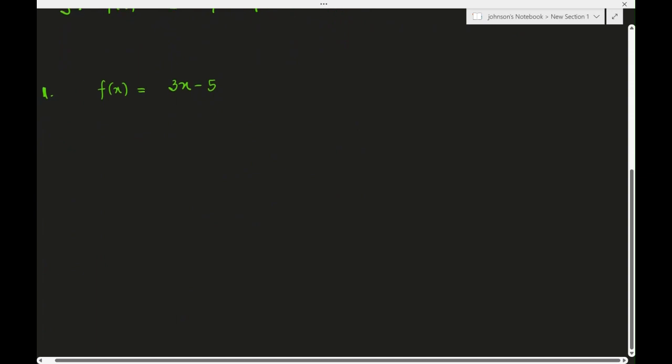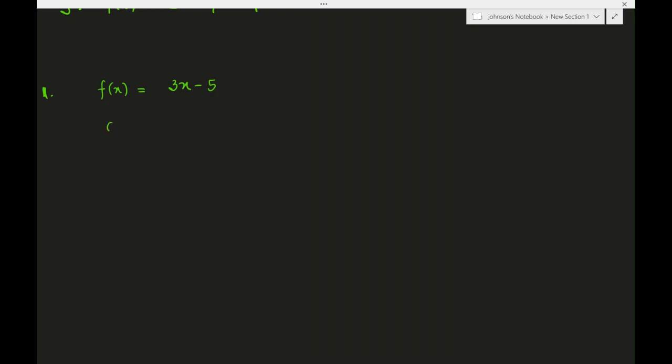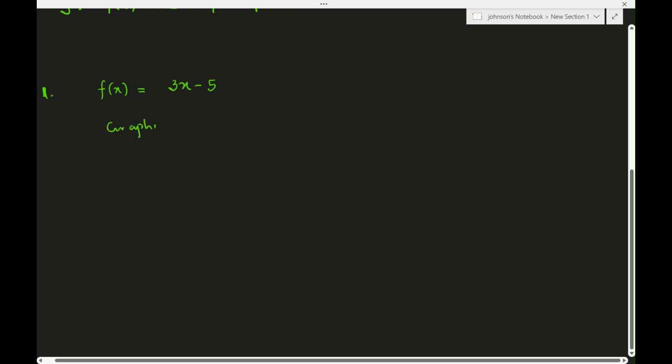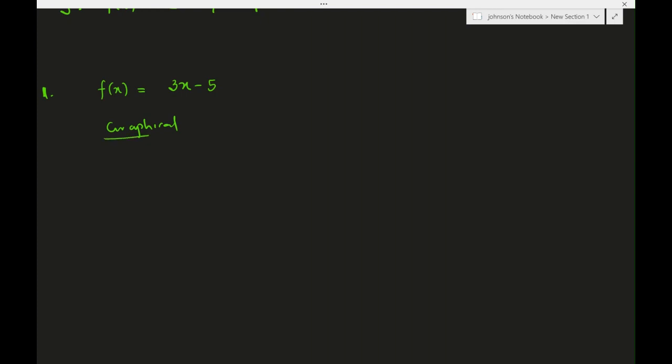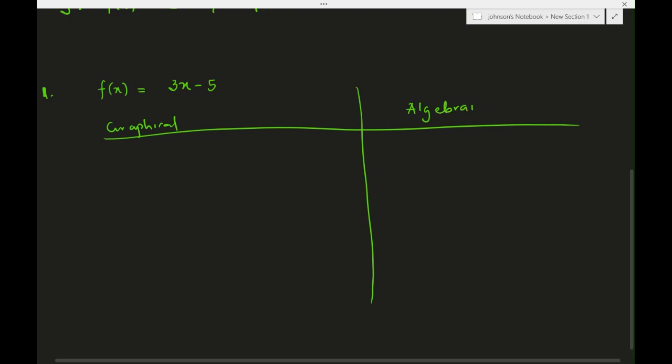The first one is just a linear function. Now to show that a function is one-to-one, we have two methods. It's either we use the graphical method, or we can use what we call the algebraic method. For the graphical method, you just need to graph this quickly.